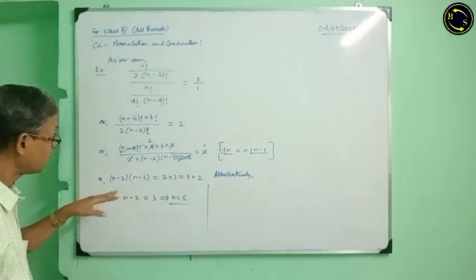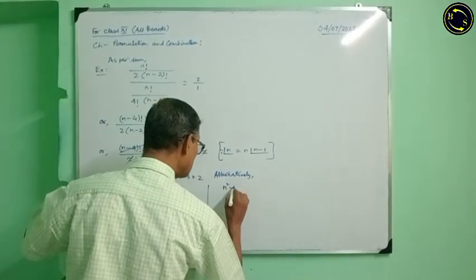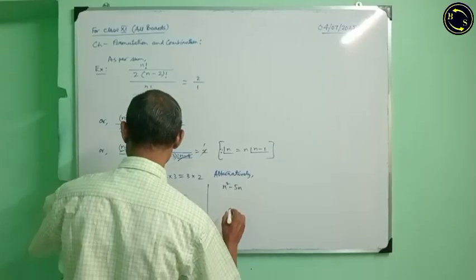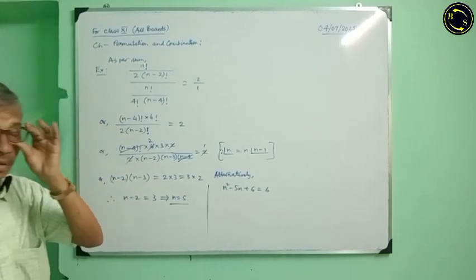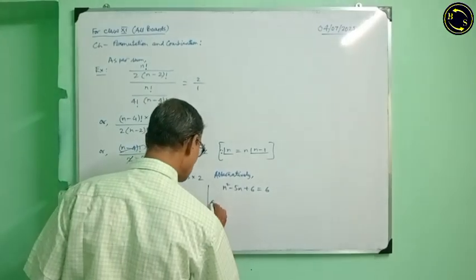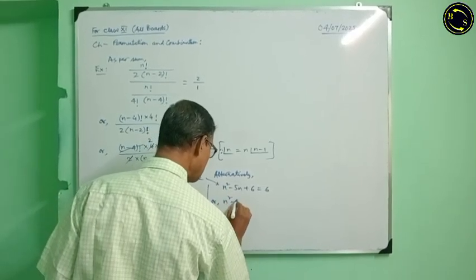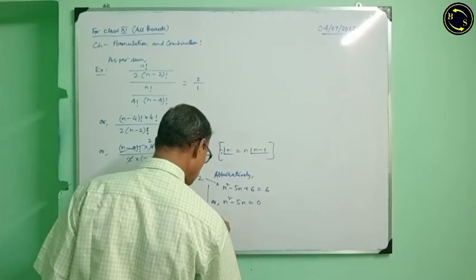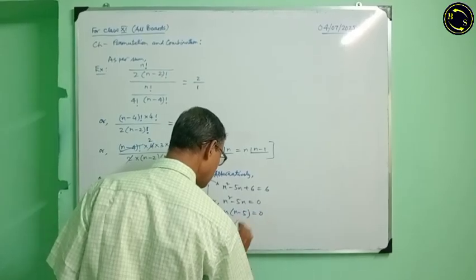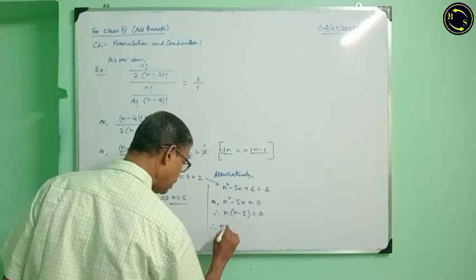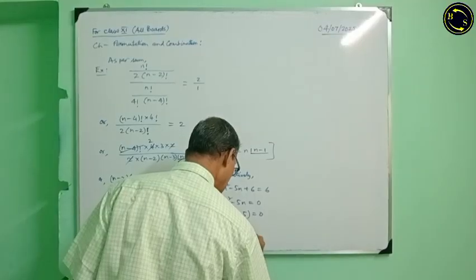We multiply the expression on the left, n square minus 5n plus 6 is equal to 6, or n square minus 5n equal to 0, taking n as common factor. Therefore, n equal to 0 and n minus 5 equal to 0 will give you n equal to 5.